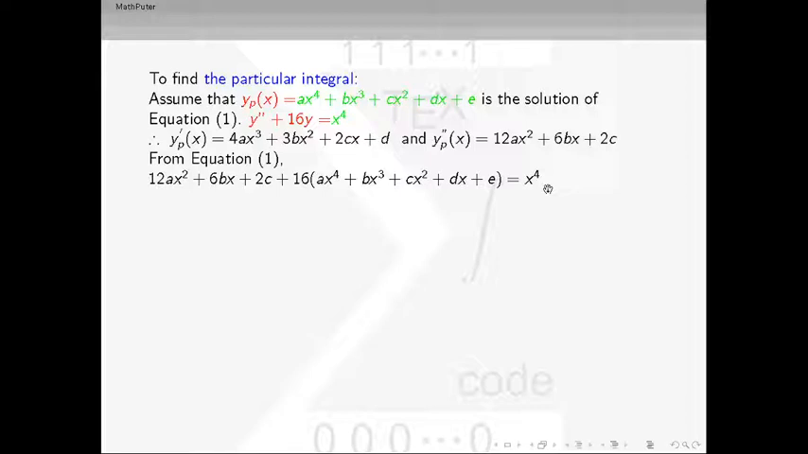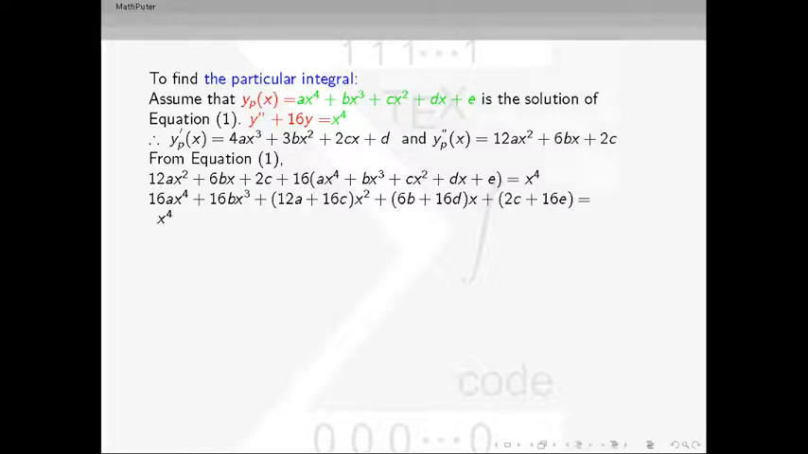So now let us try to compare the coefficients. Here the coefficient of x raised to 4 is 16, so the term is 16x raised to 4. This is the term 4x cube, 16bx cube. Now for x square we have 12a and here c, so 12a plus 16c. Now for x, we have 6b plus 16d, and the constant 2c plus e.